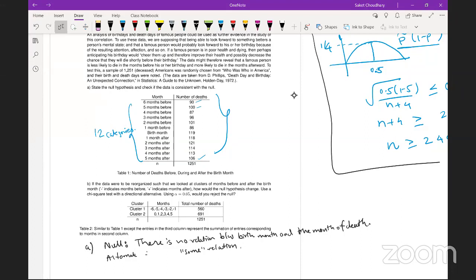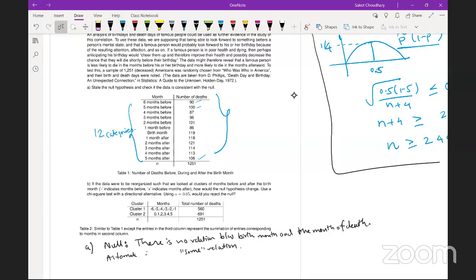So people are dying because for some reason they're either old or they have some ailments. However, these people are also expecting their birthdays to be celebrated, and these are famous people, so there is a different expectation of their birthdays being celebrated. We want to test if there is any correlation between the month that they die and the expectation of their birth month being the same or before or after. Okay.